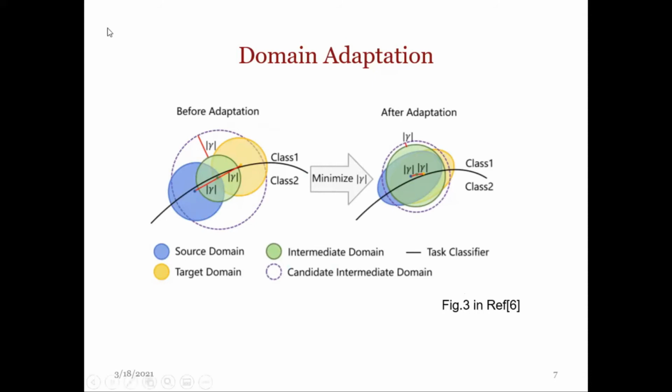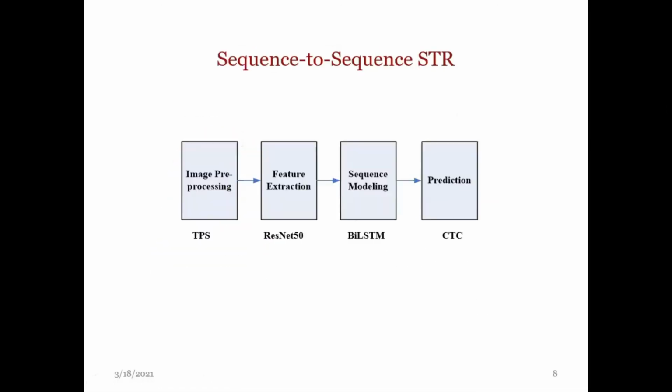So the idea is, you can see the blue one is the source domain, and the orange one is the target domain. If we minimize the domain-specific features, and then try to maximize the intermediate domain, so that the intermediate domain can overlap with the source and the target, then the model trained on the source domain can be used for the target domain. You can see before we do the domain adaptation, there's a small overlap, so a model trained on the source domain can only recognize a small piece of the data in the target domain. But if we maximize, then we should have more overlap. Okay, so this is the idea.